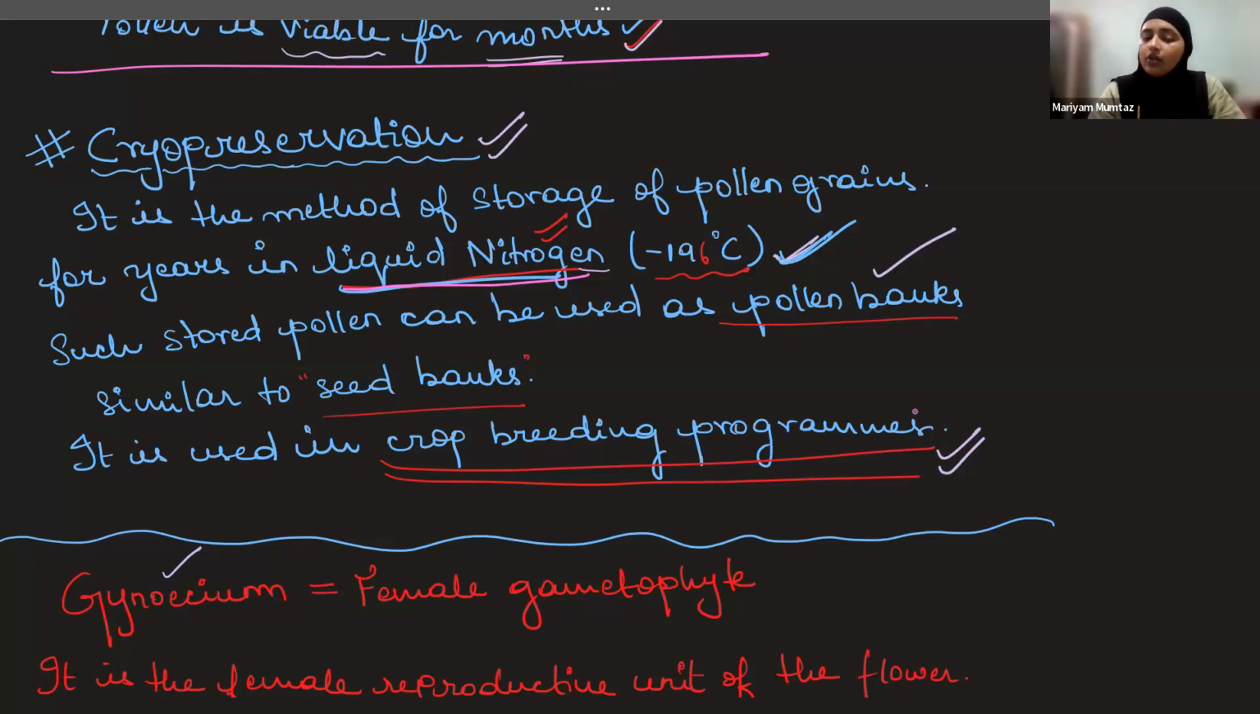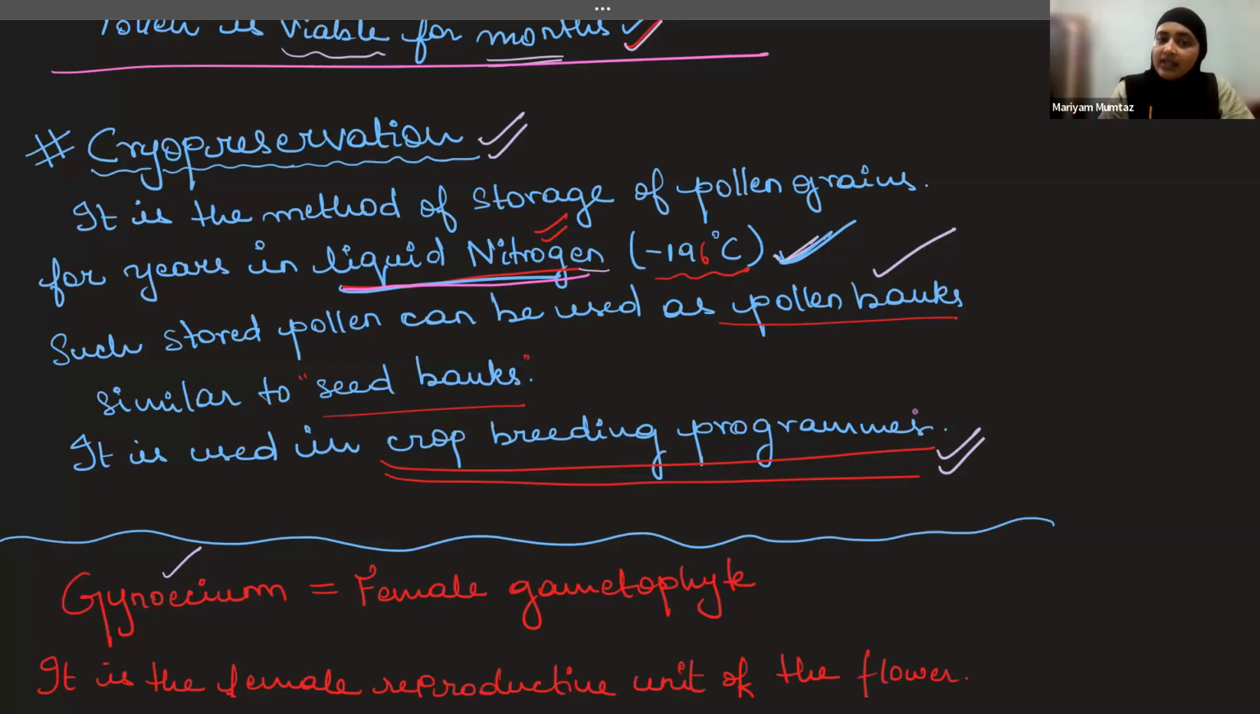Mostly it is used in the crop breeding programs. Clear? And also for times when, for example, in one place there is a certain climatic condition in which the plants grow, and pollination and everything happens. But in another place there is no such condition. Now if the pollen of this place is stored, then it can be transported here where it cannot be available naturally. So that is also very helpful because of this method.